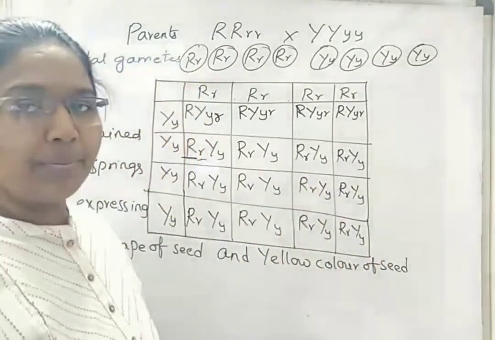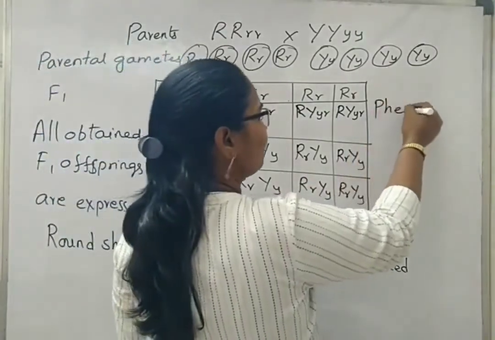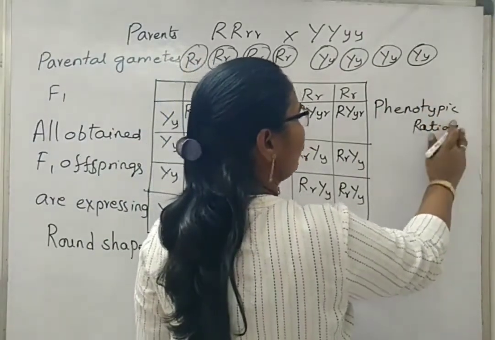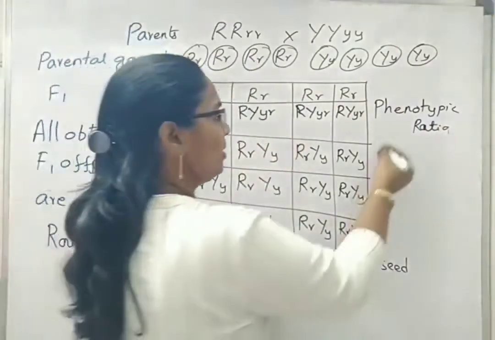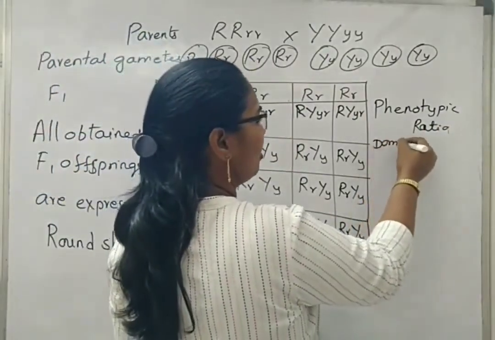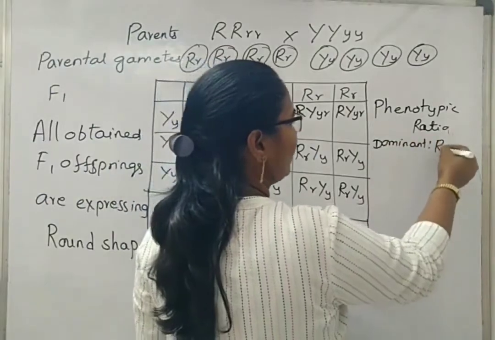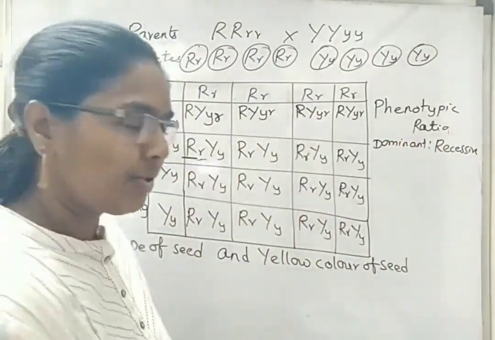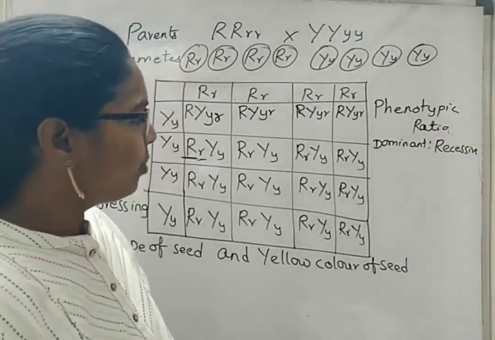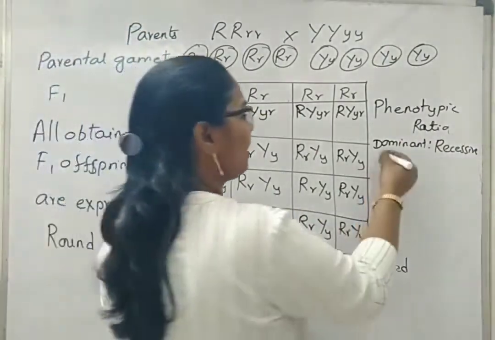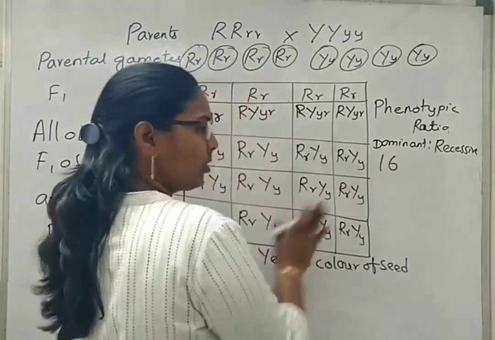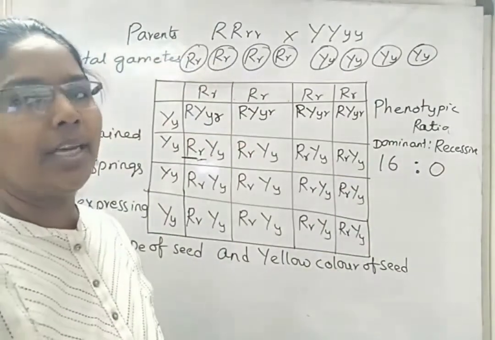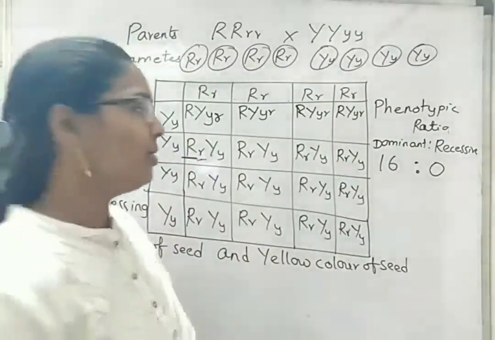If we come to the phenotypic ratio of the F1 generation of the dihybrid cross, we have to represent it as dominant is to recessive. Since all offspring in the F1 generation are showing expression of a round-shaped seed with yellow color, we write 16 as the number of offspring obtained here. No recessive expression is seen. So the ratio will be 16:0.